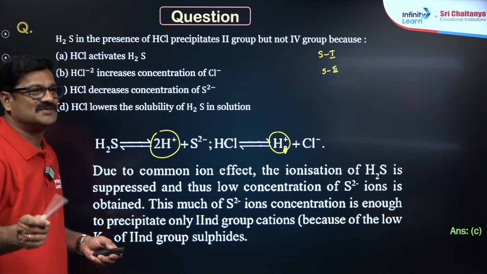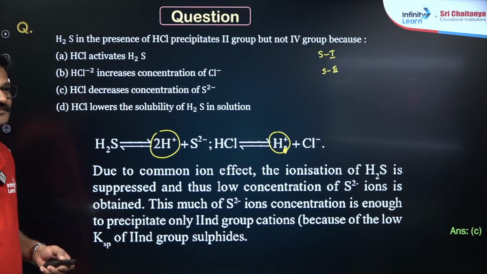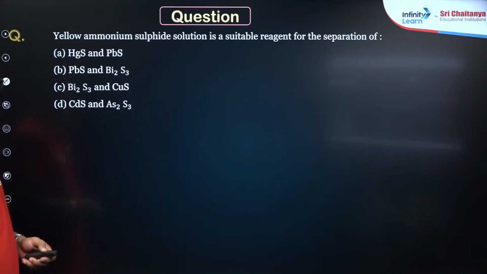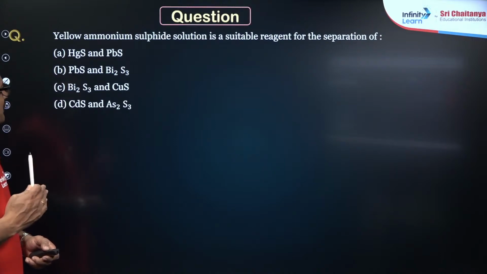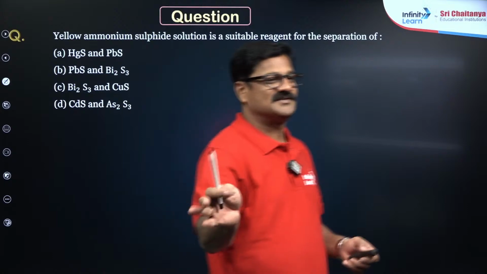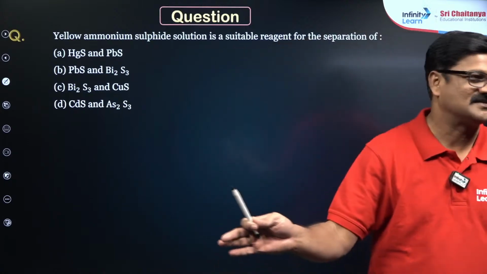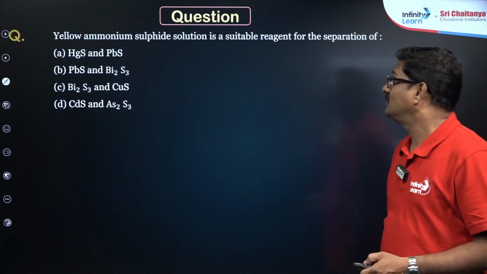Very good. So let's see. Make a note of it, everybody. Make it fast. Yellow ammonium sulfide solution is a suitable reagent for separation of... I want the answer in the chat box. Yellow ammonium sulfide.